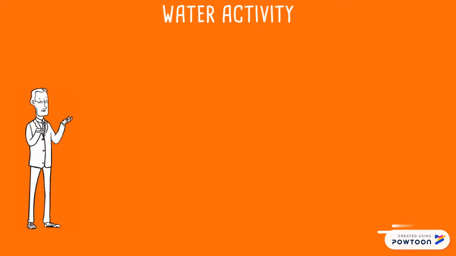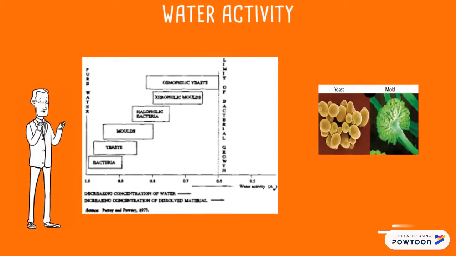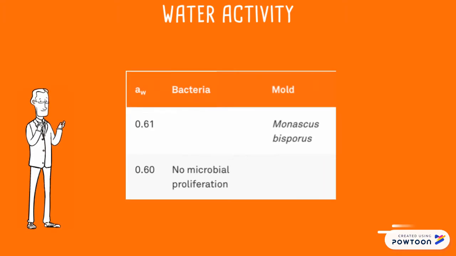There are different growth limits for each organism. Some types of microbes like molds and yeast have adapted to withstand very low water activity levels. For example, Monascus bisporus is a mold that has a water activity of 0.61.